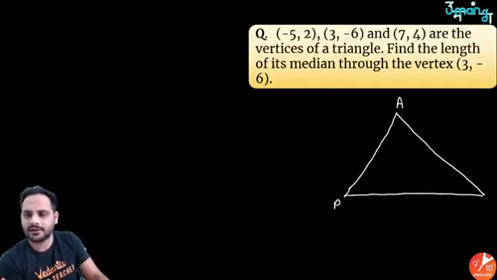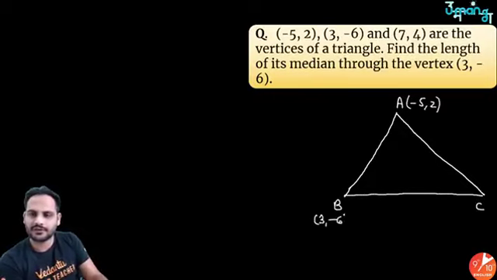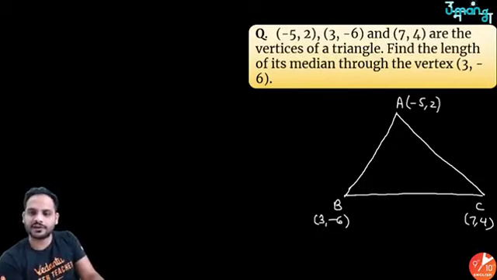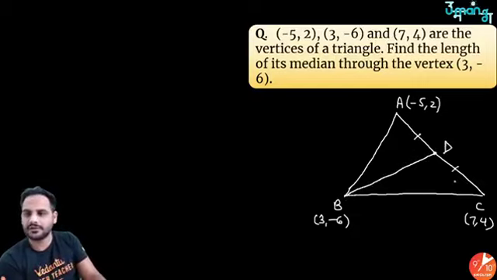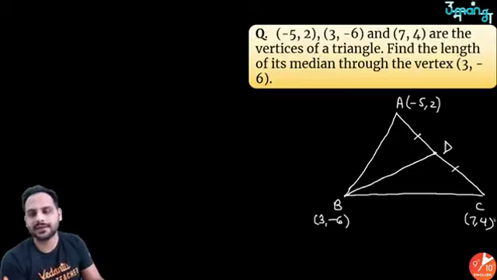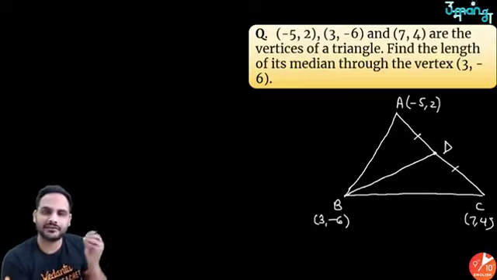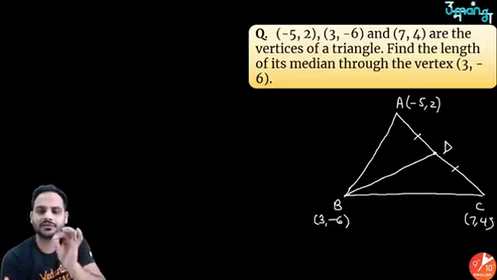Let's say I have a triangle here, ABC. A is -5, 2, B is 3, -6 and C is 7, 4 are the vertices of a triangle. Find the length of its median through the vertex 3, -6. So through this vertex, if I draw a median, meaning the midpoint D, what will be the length of BD? For the length of BD, the first very important thing is to get the coordinates of D.